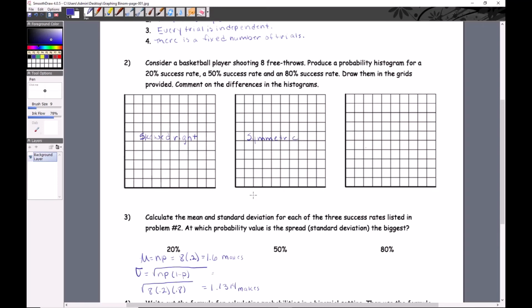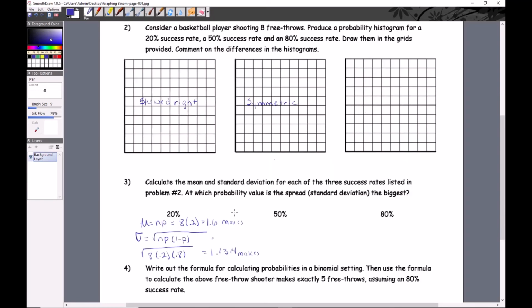All right, and mu is n times p again. So mu here is going to be 8 times 0.5, which is 4. And we'll go back and look at the histogram in a second. So the standard deviation is the square root of 8 times 0.5 for success times 0.5 for failure. They have to add up to 1. And that'll give you 1.41421. And these are both makes. Mustn't forget the units.